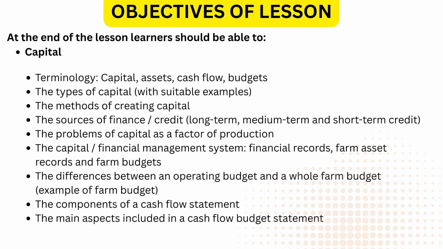The capital/financial management system, financial records, farm asset records and farm budgets. The differences between an operating budget and a whole farm budget, with an example of a farm budget. The components of a cash flow statement. The main aspects included in a cash flow budget statement.